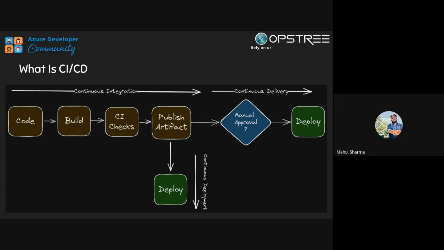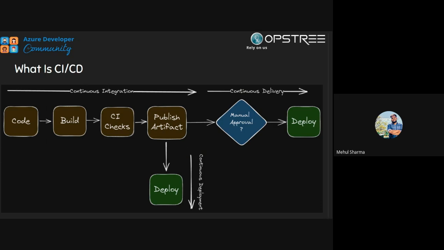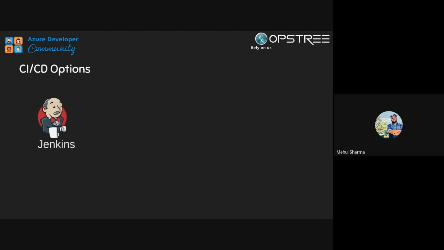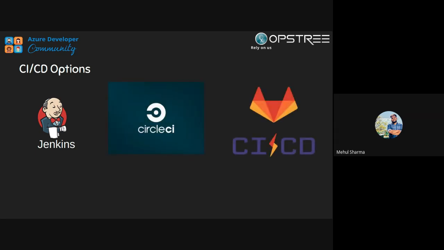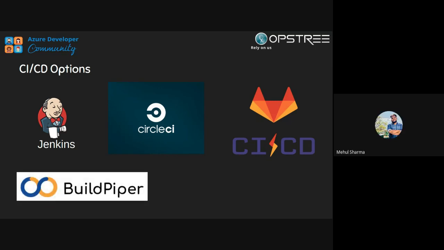Great. So can I move to the next slide now if nobody has any question? Sure. Thank you. So now if I talk about how you can achieve CI/CD, there are famous tools like Jenkins, CircleCI. Anybody knows what this is? GitLab. Correct. Same way GitHub Actions is also around. BuildPiper, anybody aware? Yes, that's also a tool from Opstree that helps you quickly create CI/CD pipelines, right?